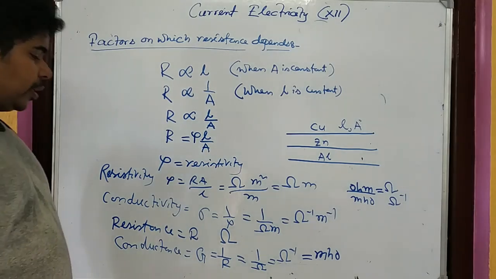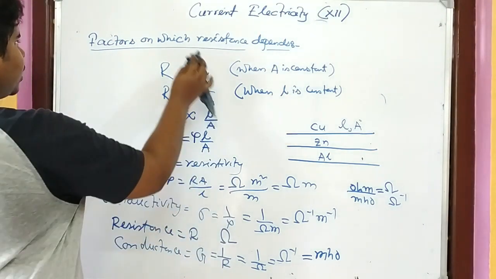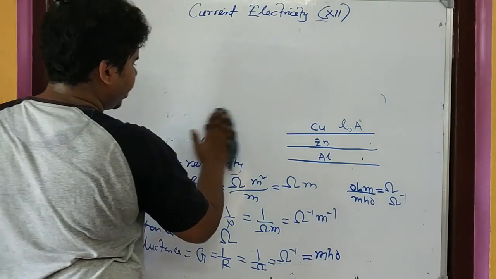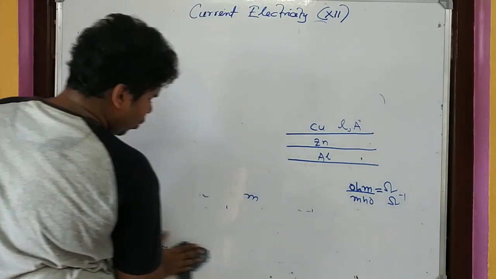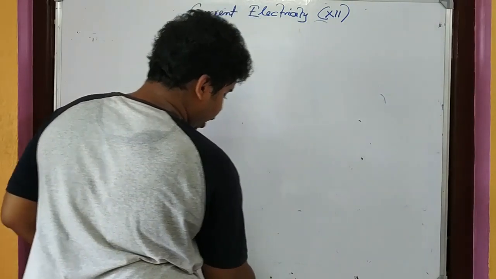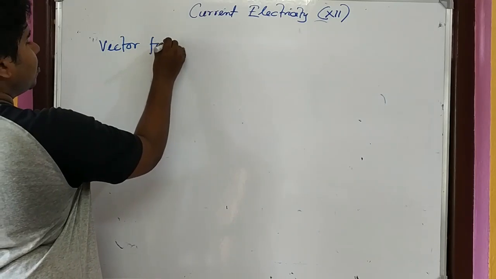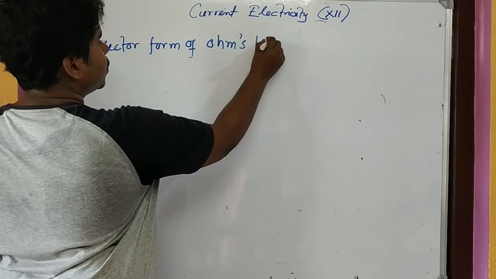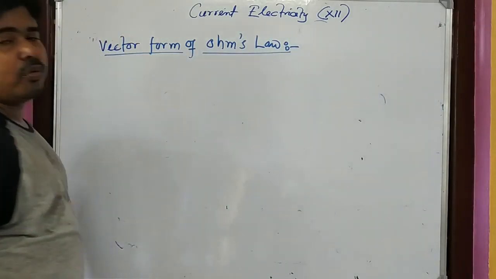Now along with it, one important thing comes to our mind that we should discuss. What is it? We have learned about Ohm's law, right? But only learning Ohm's law is not enough here. Here you have to learn about the vector form of Ohm's law.